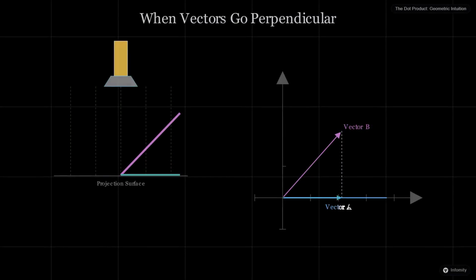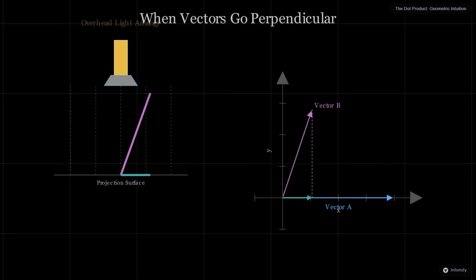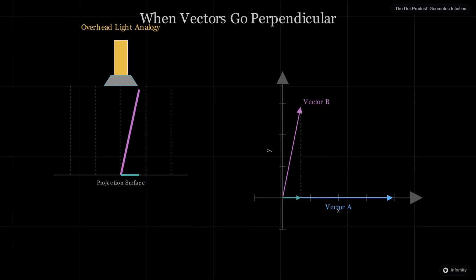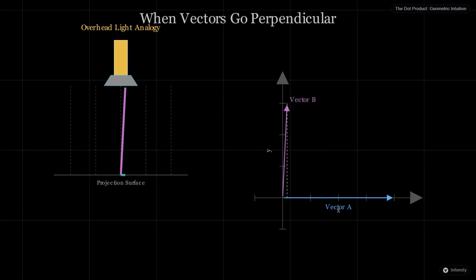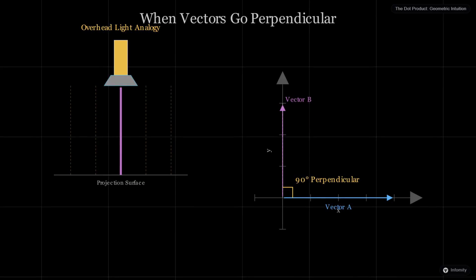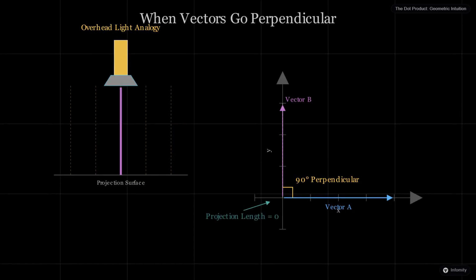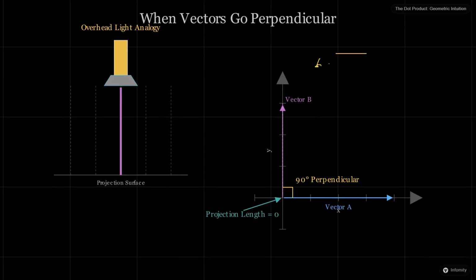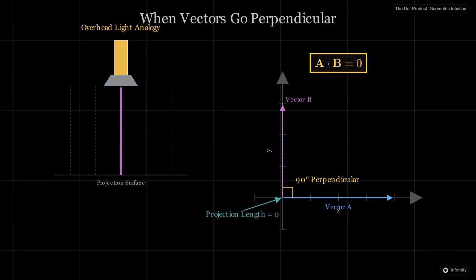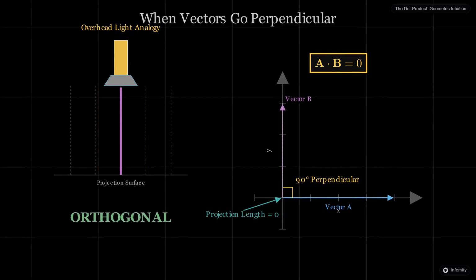Now let us rotate vector B slowly until it stands perpendicular. As the angle widens, watch the flashlight shadow shrink. At exactly 90 degrees, the drop line falls on the origin. This is the part that changes how you think about perpendicular vectors. The projected length collapses to zero, leaving no shadow whatsoever. Since the projection is zero, the dot product itself becomes zero. This proves the vectors are completely orthogonal.